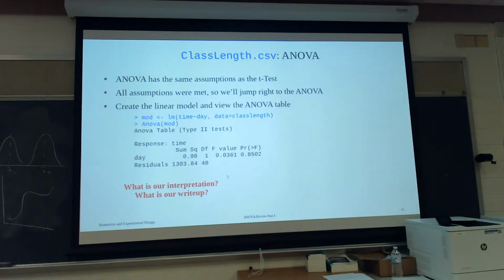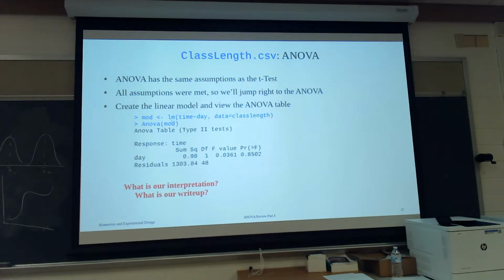Class length. Back to our class length data set. ANOVA has the same assumptions as the t-test. We've already checked it. No point in rechecking. All right, so we're just going to jump right into how to construct this ANOVA. So as I said, we're going to first create a linear model. And what I did is I created the linear model and I saved it as the object called mod, M-O-D.